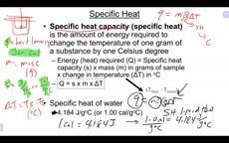If I have a large value for specific heat capacity, does it take more or less energy to change the temperature by 1 degree Celsius? If I have a large value for specific heat capacity, it means that you would need more energy to change 1 gram of that substance by 1 degree Celsius. If you had something with a smaller specific heat capacity, you would need less energy to change 1 gram of that substance by 1 degree Celsius.